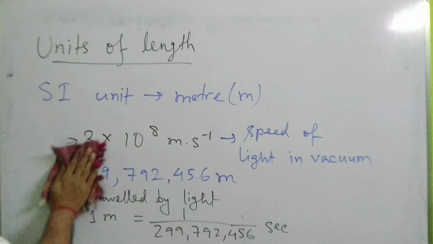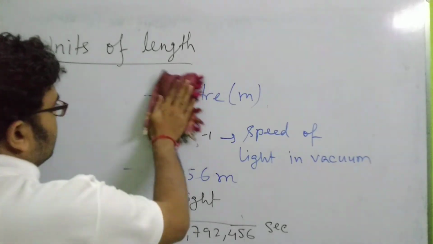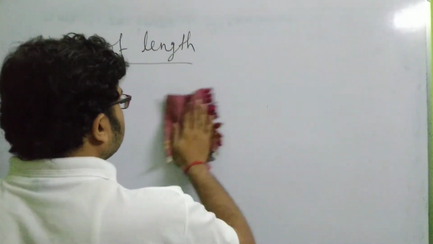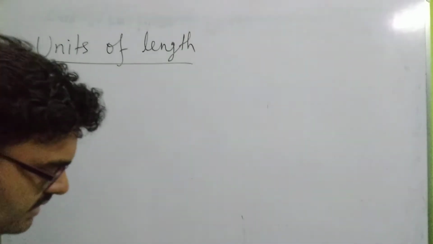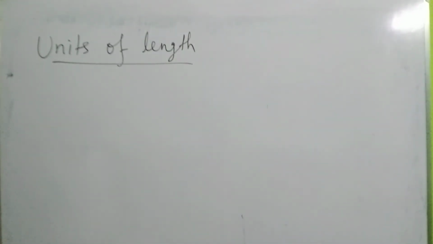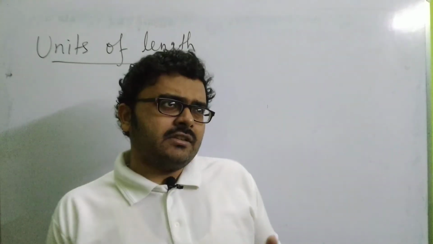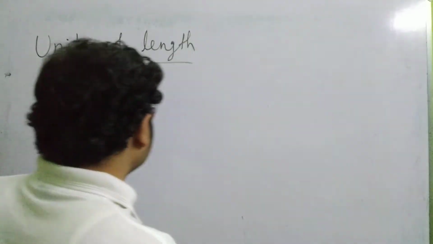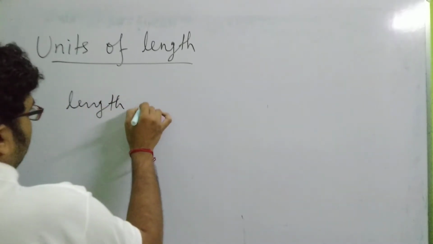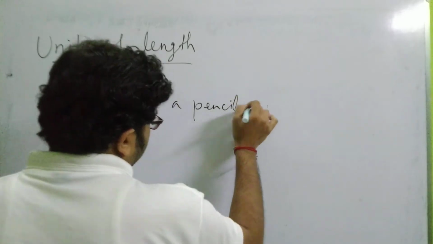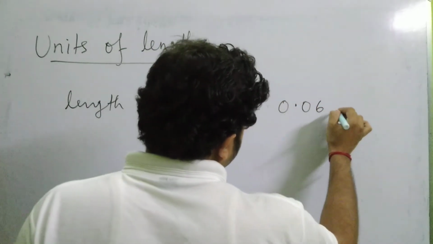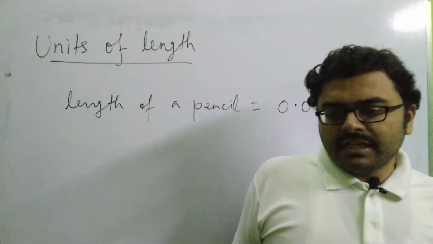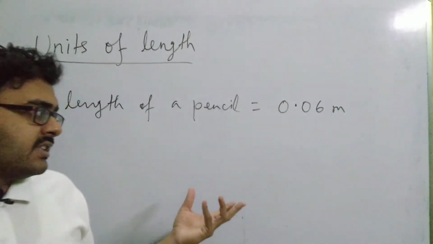Okay, now if you consider only the 1 unit meter, is it appropriate to say the length of a pencil is, say, 6 by 100 meter, or 0.06 meter? So we are not wrong, we are correct. We are trying to state the length of the pencil in meter, 0.06 meter.